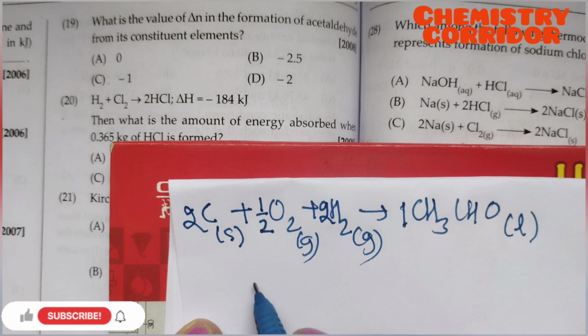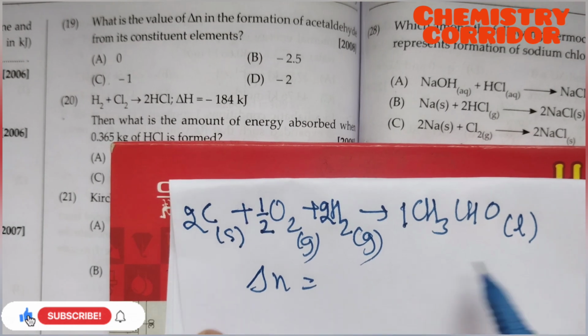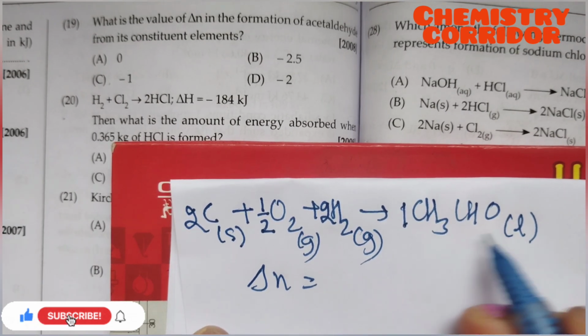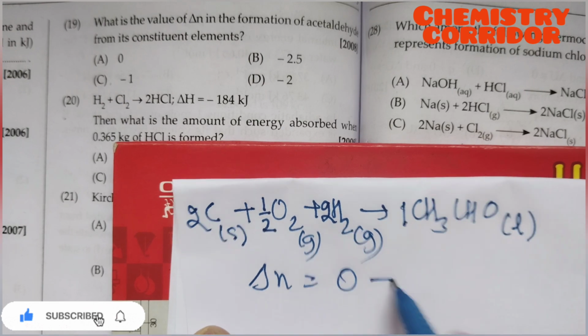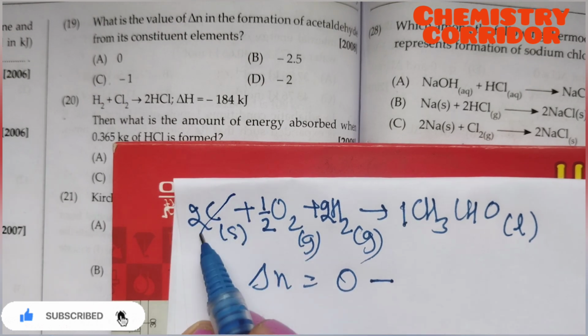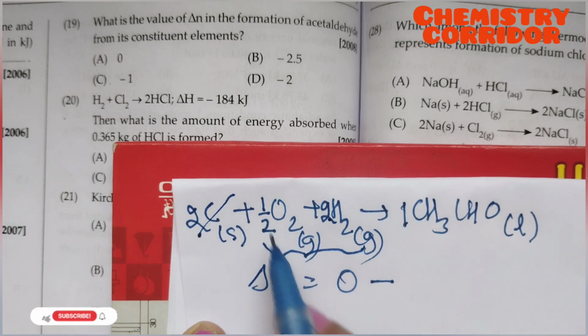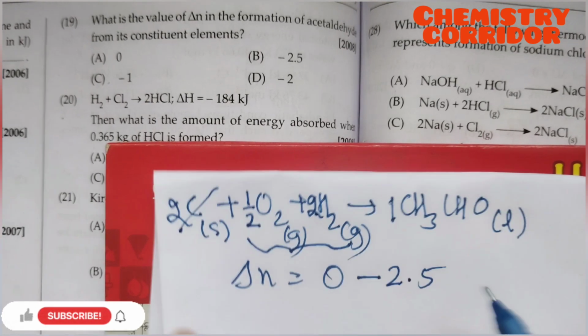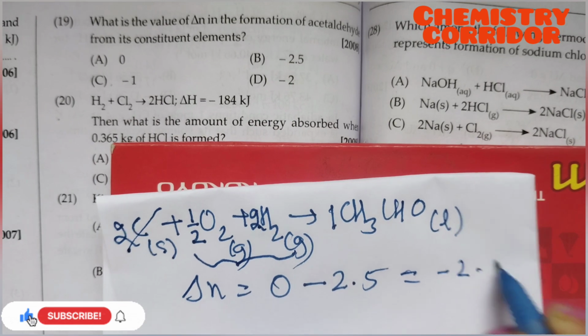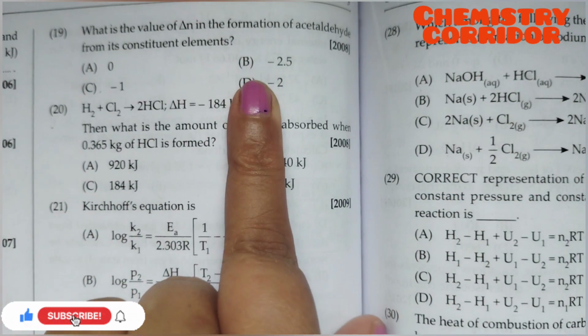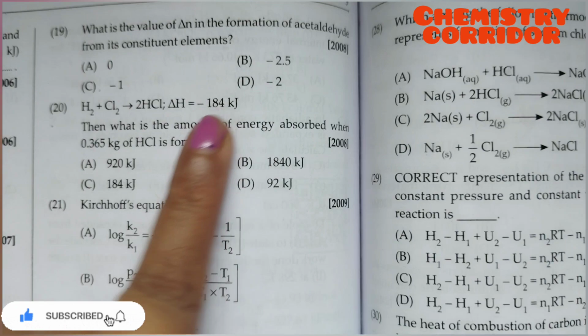Let's calculate delta N. Delta N is equal to, this is in the liquid state, so I will not consider this. So 0 minus, if I see this, this is solid, I will not consider. So only those 2 will be considered. 2 plus half is 2.5. So the answer here is minus 2.5. So here the answer is the second option. Let's see the next one.